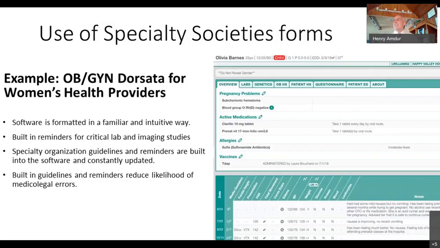Specialty organization guidelines and reminders are built into the software and consistently updated. Built-in guidelines reduce the likelihood of medical legal errors. Don't reinvent the wheel. Use existing design models to create forms for other clinical areas.